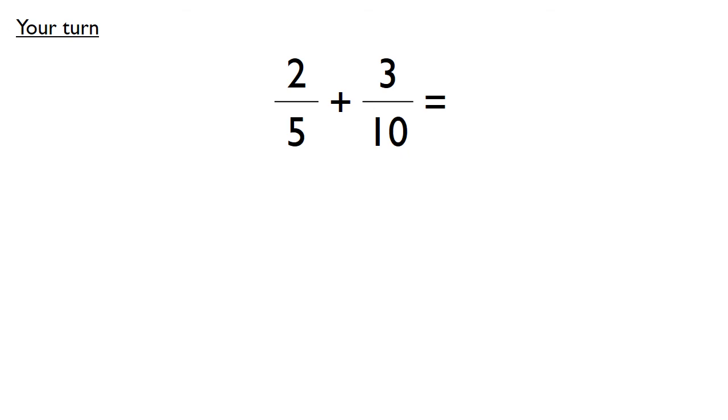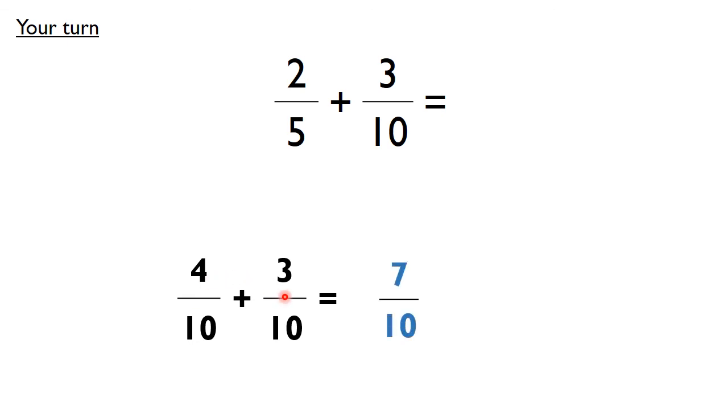Okay, so what we've done here is we've taken our fifths, and to make them tenths, we have doubled the fifth, times it by 2 to make it a tenth, and what we've done, we then have to do the same to the top, so the 2/5 becomes 4/10. So then we know that 4/10 plus 3/10, 4 plus 3 is 7/10.